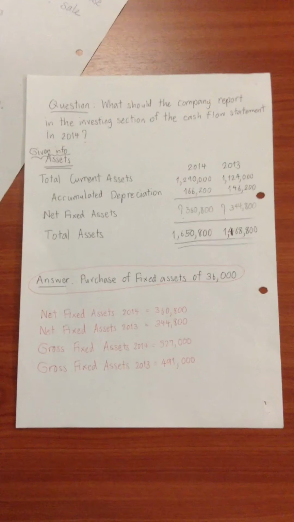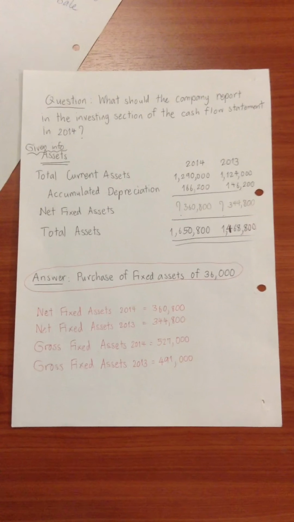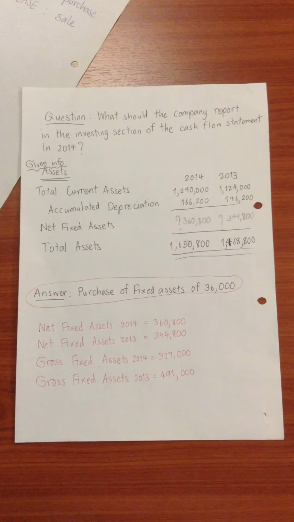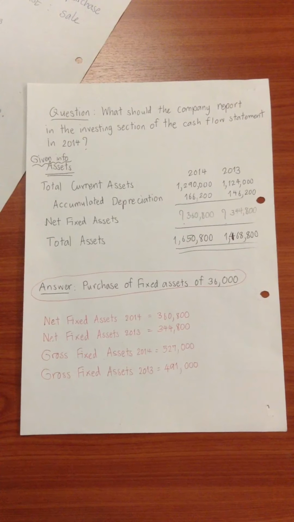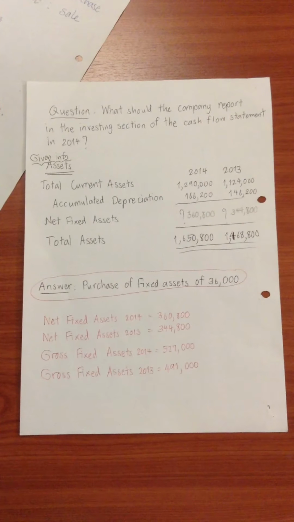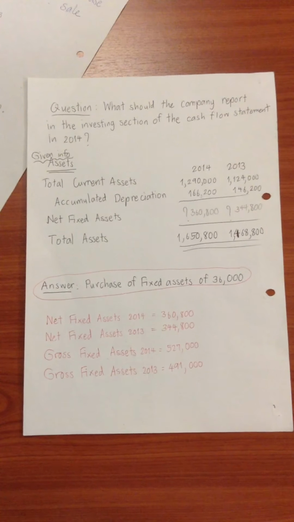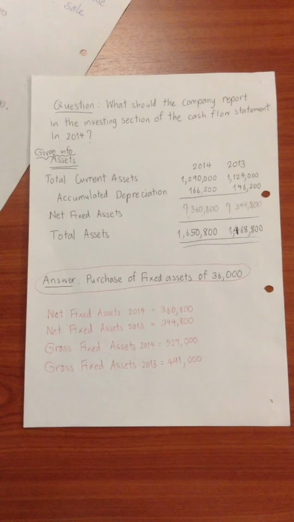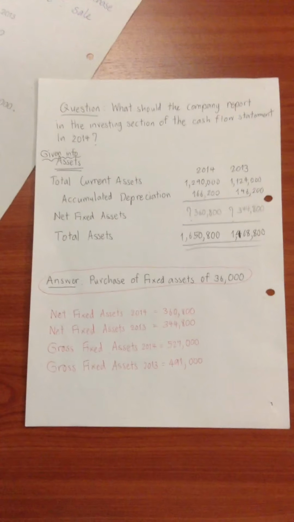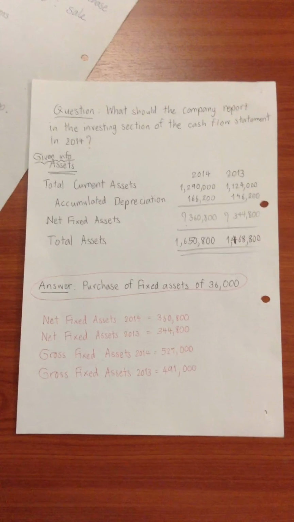Okay, so the question: what should the company report in the investing section of the cash flow statement? In the investing section, usually you report the sale or the purchase of your gross fixed assets. You put the gross fixed asset, you don't put net fixed assets. But in here, the information given has no fixed assets.